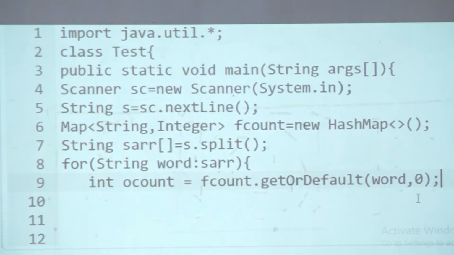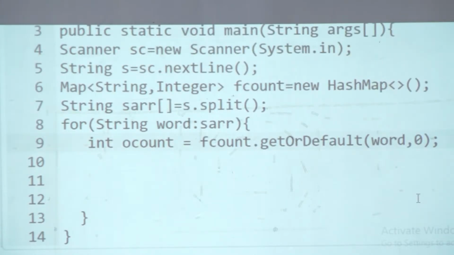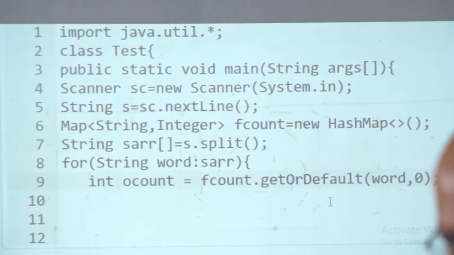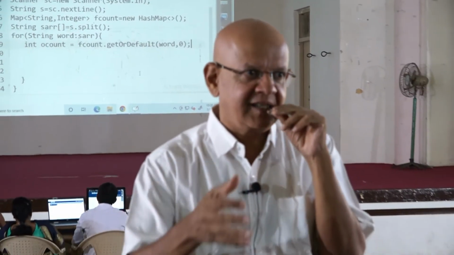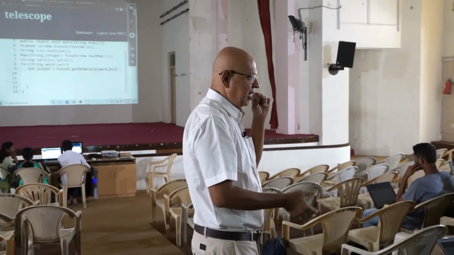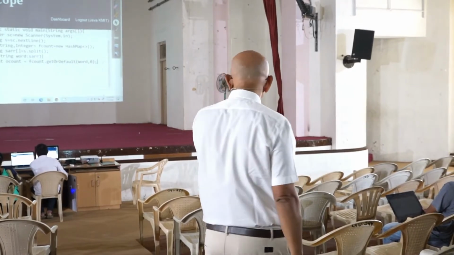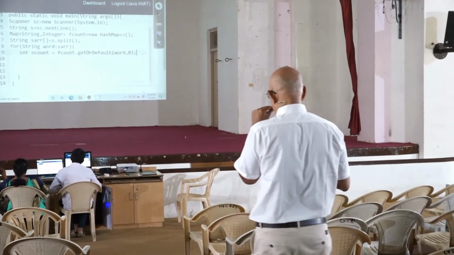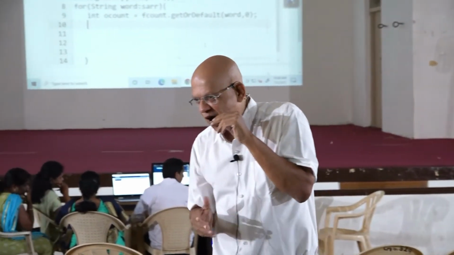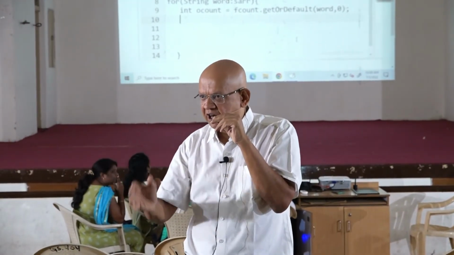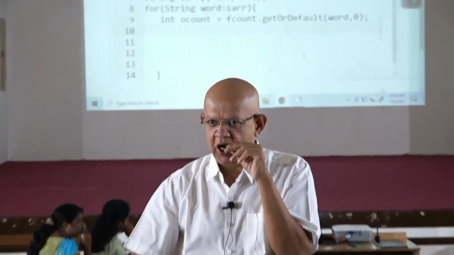First time what will happen? First time what will it give? It will give a 0, no? Obviously it won't find it. Because it won't find it, it will give me a 0. That's what I want. Because if a word does not exist in the dictionary as yet, this is the first time the word is occurring in the sentence. If this word is occurring first time in the sentence, it won't be there in my dictionary. So if it is not there in the dictionary, it should give me a 0. So I'll get a 0. Then I'll just do one line. So either it will give me a 0 or it will give me whatever number of times the word has already occurred. That is called the old count.